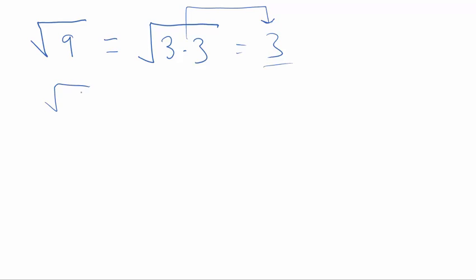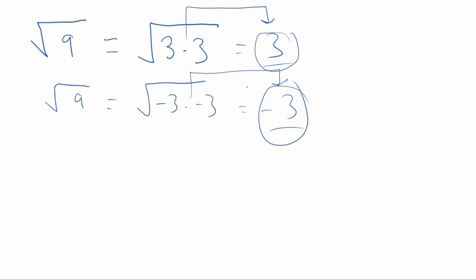And then another solution is actually negative 3, because 9 equals negative 3 times negative 3, because the negatives cancel out. So this expression is also correct: square root of negative 3 times negative 3. And because you have two of the same number, you can remove that out of that expression, and you get negative 3. So square root of 9 equals 3 and negative 3. There are two answers to it.